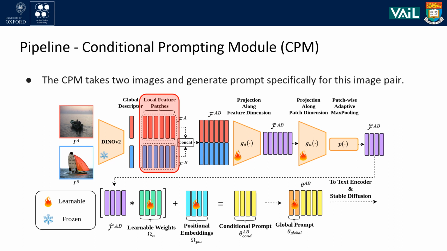Unlike other prompt tuning methods, our CPM uses local features instead of the widely used global ones, as image matching focuses on local details, and includes a linear projection along the patch dimension to facilitate information exchange between patches. The importance of these components will be highlighted in the ablation study.